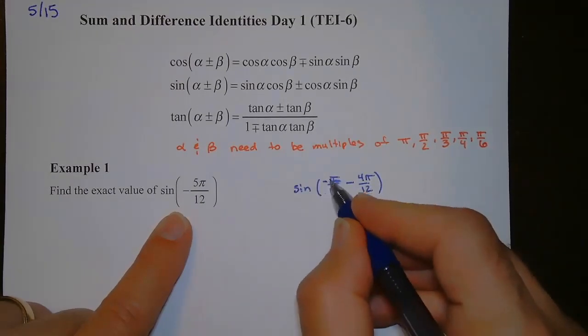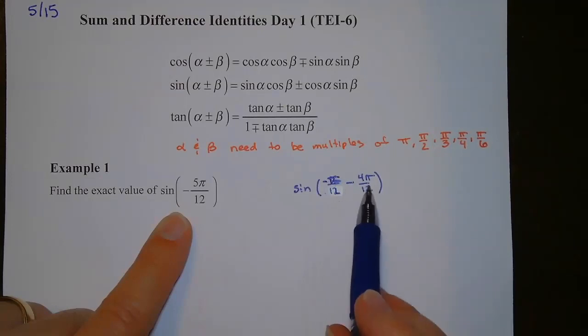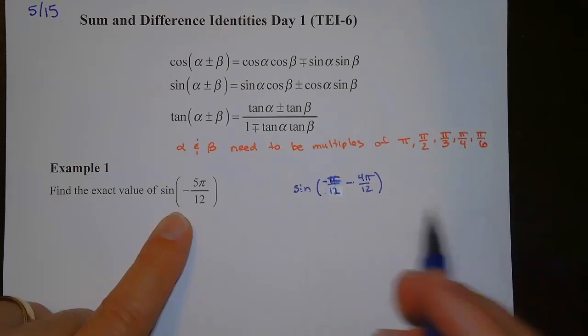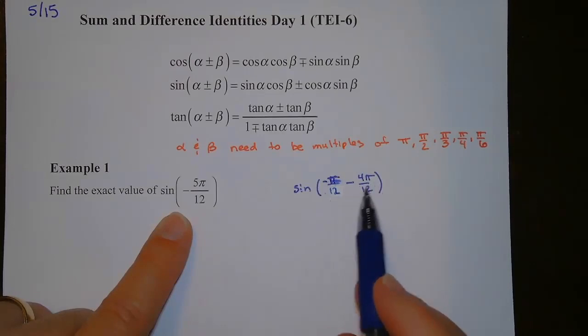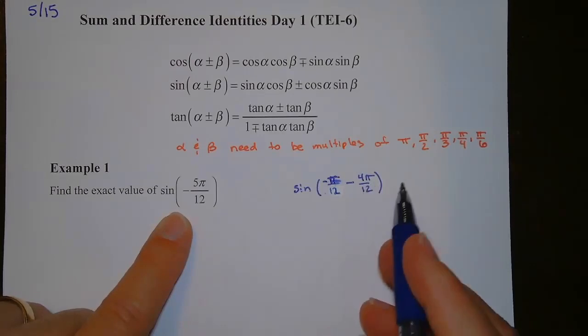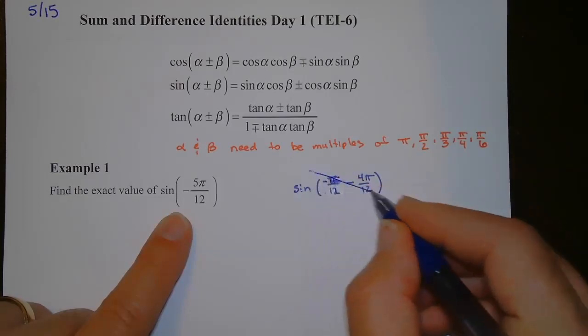But let me make this a little bit clearer. There's a problem with this. This one's good because this would reduce to minus pi over 3, and so my beta would be pi over 3. That'd be good. This one doesn't reduce, so I can't use this one. I'm going to up this one by 1. So this one doesn't work.